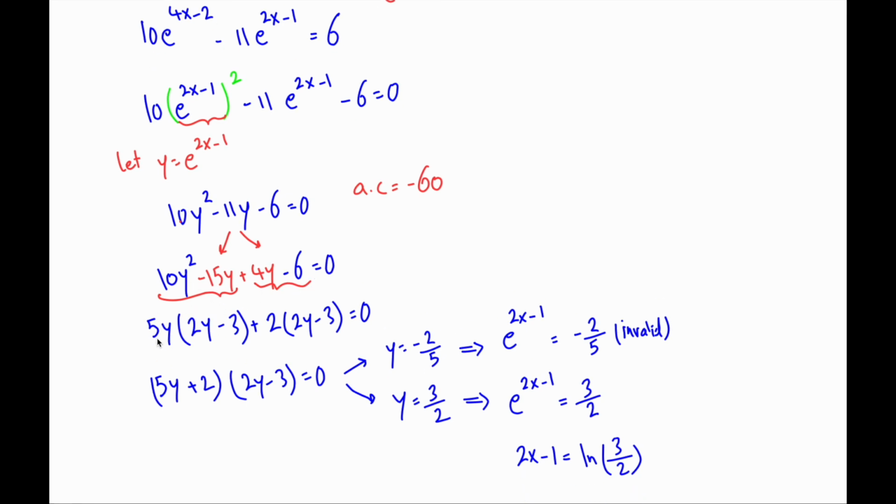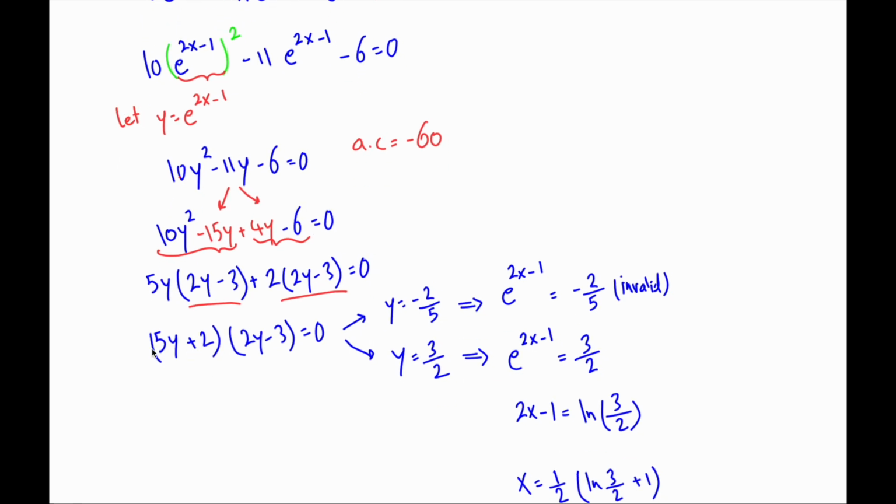So the biggest factor that I can take out here would be 5y. It's going to leave me with 2y minus 3. Over here, I can factor out 2. That's going to leave me with 2y minus 3. And once you do that, you see we have a common factor here, and that's the last factorization you're going to do, and you end up with 5y plus 2 times 2y minus 3, which is 0.